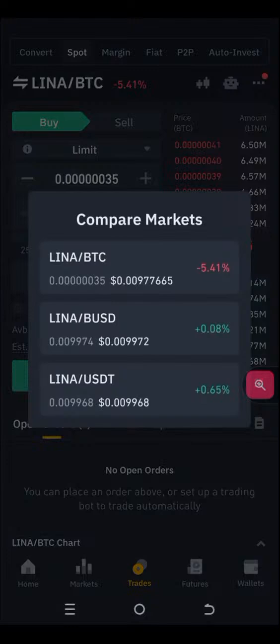So you can see that in the compare markets, we've got Lena BTC at 0.009777, and we have Lena USDT at 0.0099.